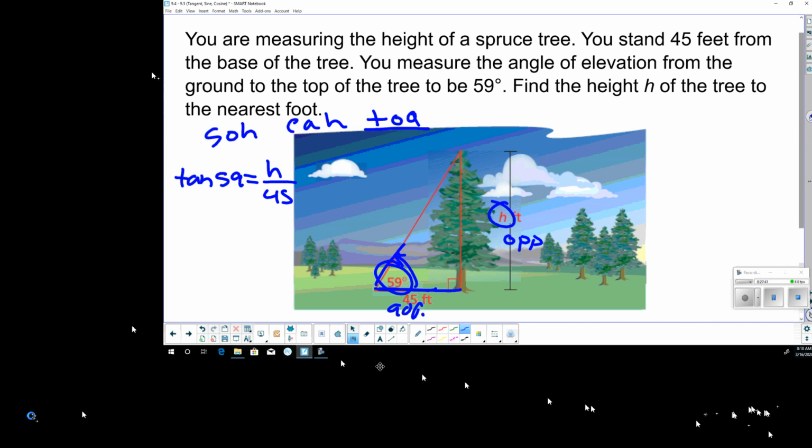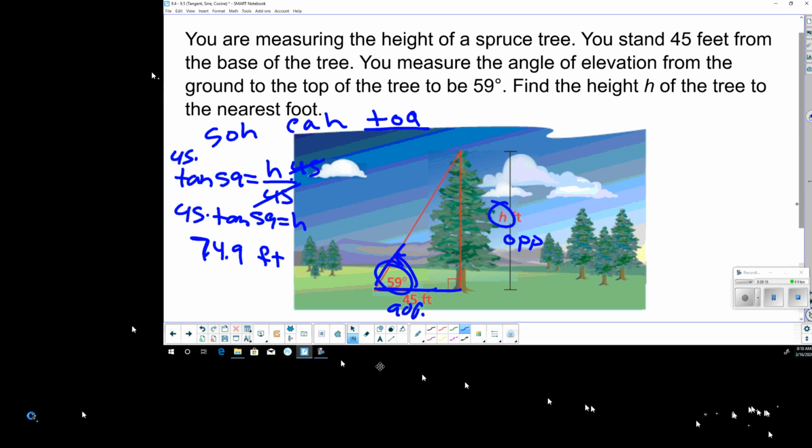Now to solve for h. I'm going to times by 45, times by 45 over here. Those cancel out. So my answer is 45 times the tangent of 59 equals h. Let's plug that in a calculator. I've got 45 times the tangent of 59, and I get 74.9. So 74.9 feet, approximately.